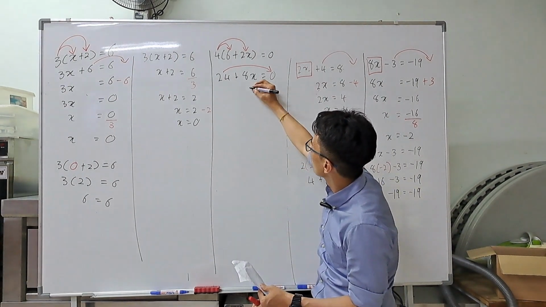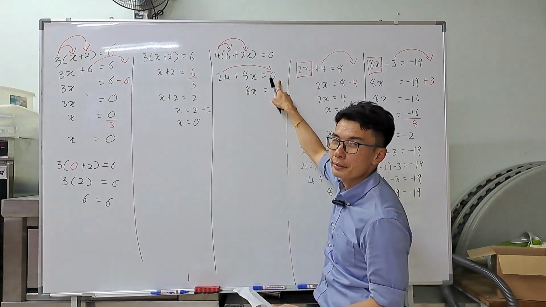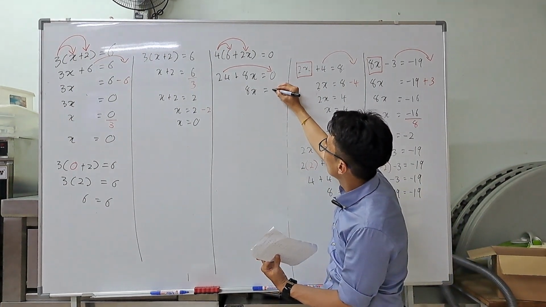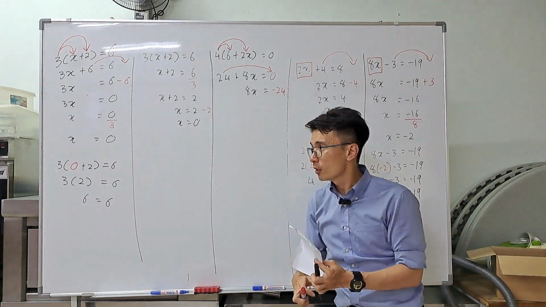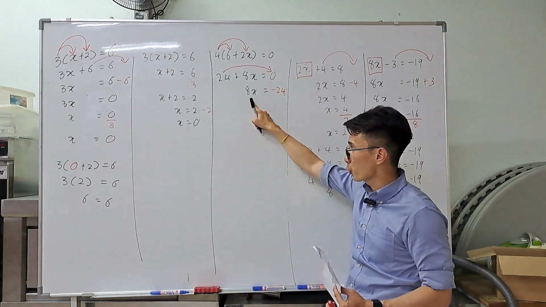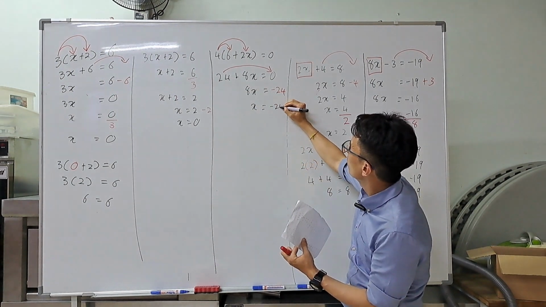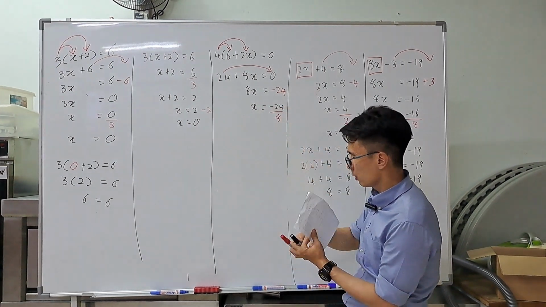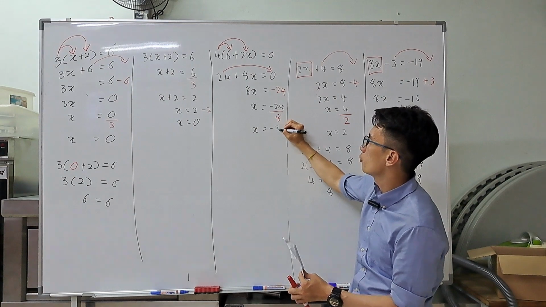So in the end, what do you get? You will get 8x over here, because this stays. And you move 24 over here, so you pass through the equal sign, so it becomes the opposite. You will get 0 minus 24. 8x is a multiplication operation. If you bring this over, this will be negative 24. Bring 8 over here, and you will get divide by 8, and x will be equal to negative 3.